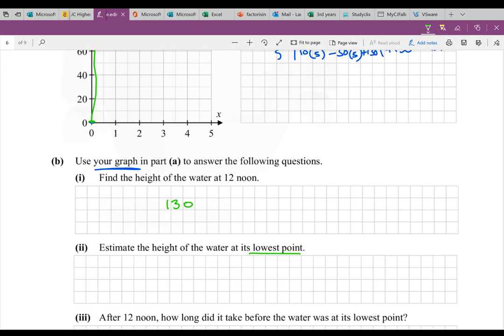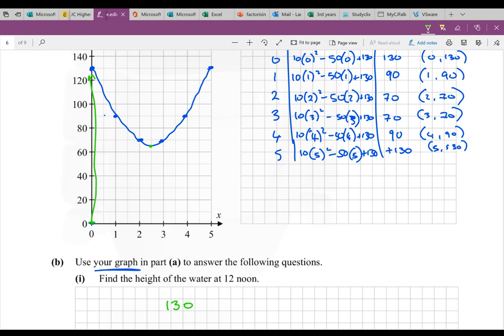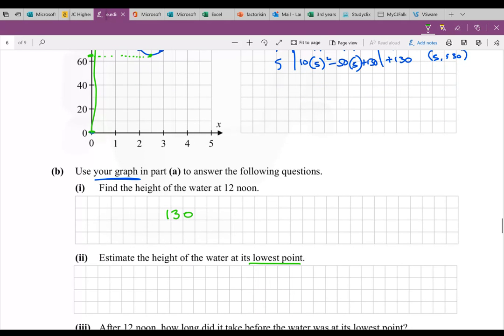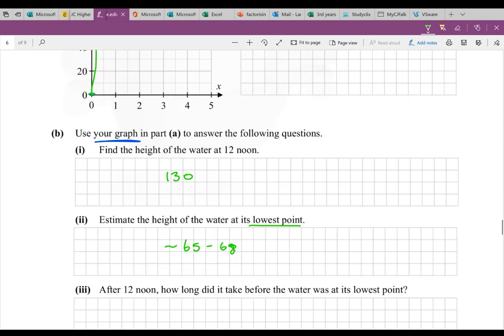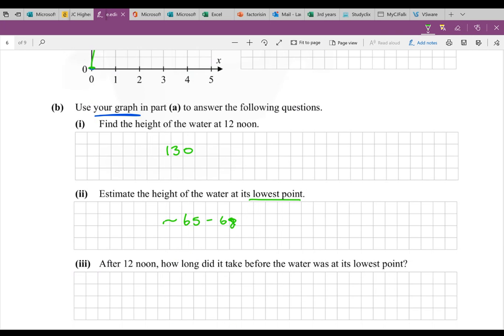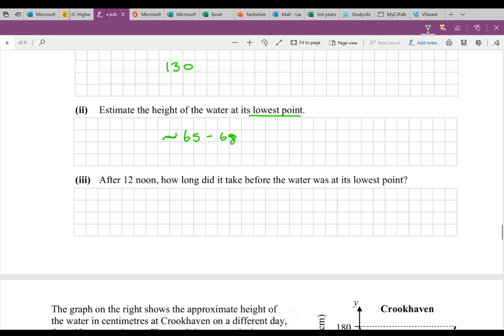At its lowest point, so the lowest point you're talking about here, somewhere there between 65 and I suppose 68, because that would depend on however you drew your graph. So mine there, the curve comes right down. It looks like it's exactly halfway, so 65. Somebody else's might be a little bit further up and might go for 67 or 68. That little curly sign there means approximate.